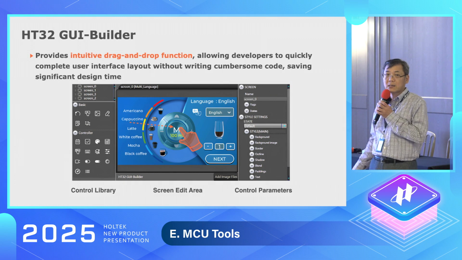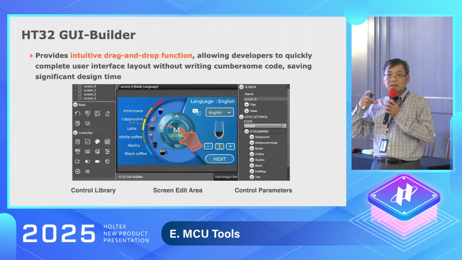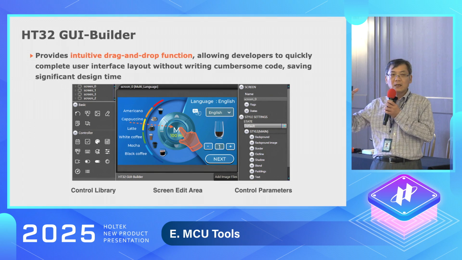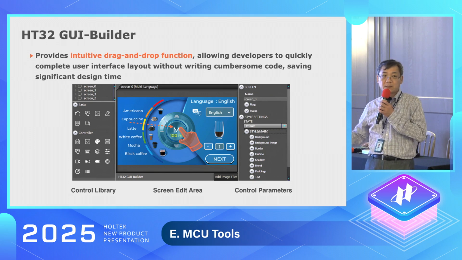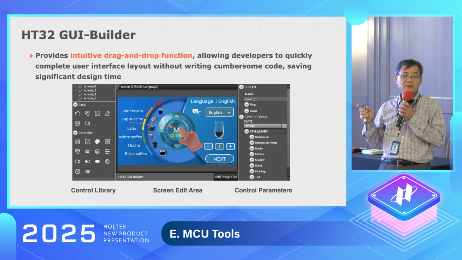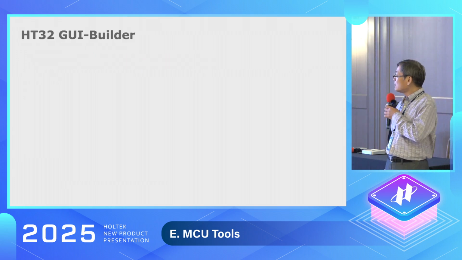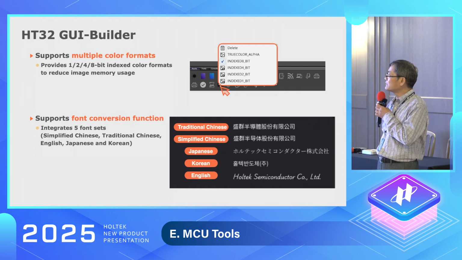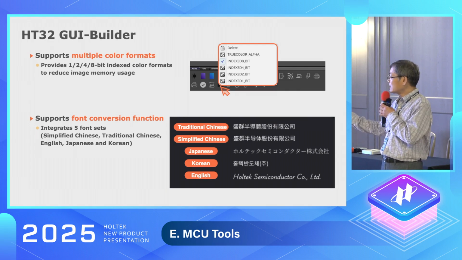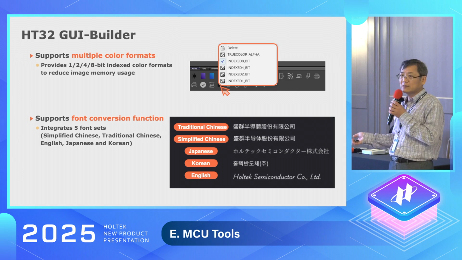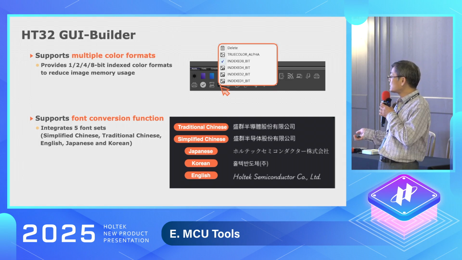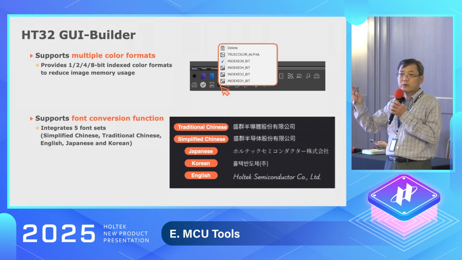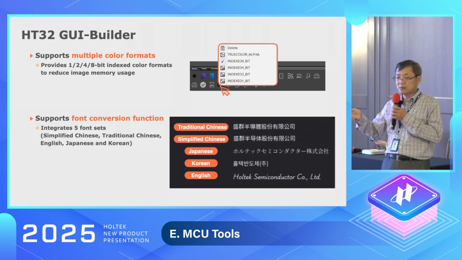After the design is done, the TFT display will be displayed on your end product. You don't need to do any software design. And this is some setting for the GUI Builder. For example, you can select different colors, and you can select 5 different fonts, from Chinese to English, Japanese, and Korean. This language will be displayed on your product.